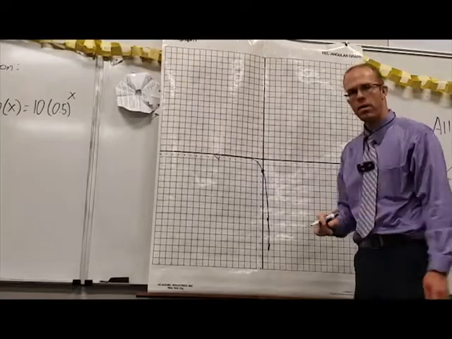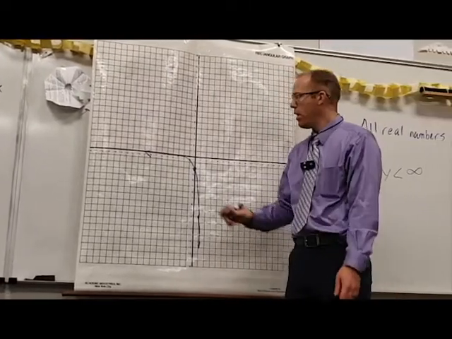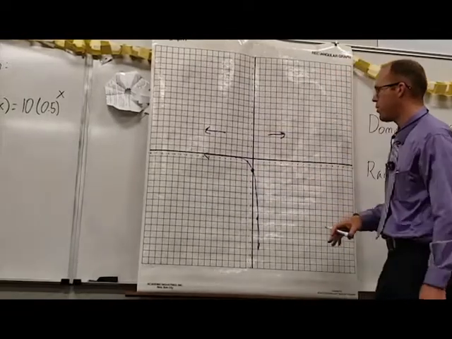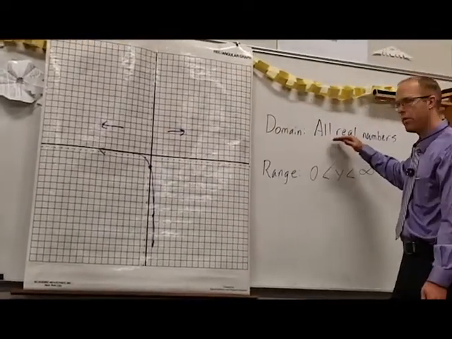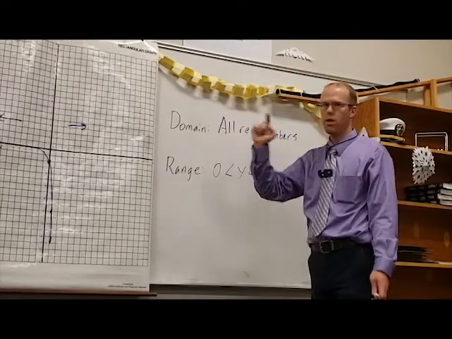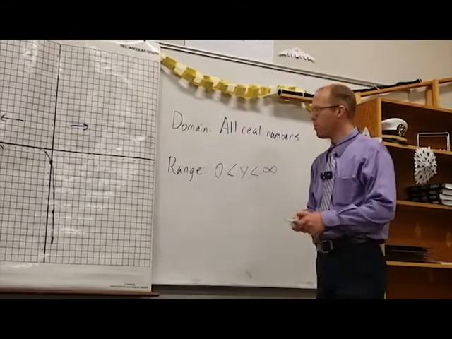Well, let's think about what that does for our domain and range. Again, the domain goes forever in that direction, forever in that direction. So it is still all real numbers. And I want to reiterate that the domain is always going to be all real numbers because we can always continue to divide or multiply.